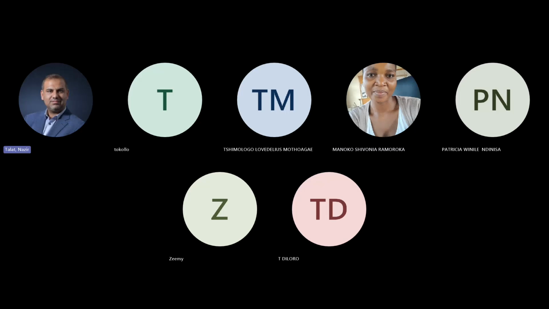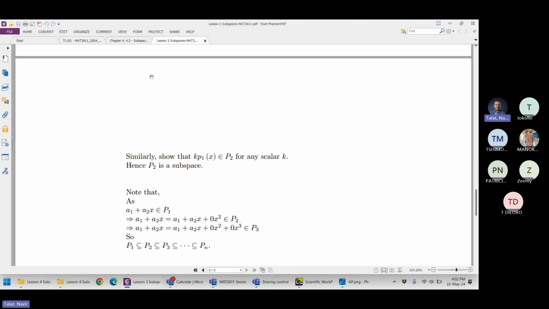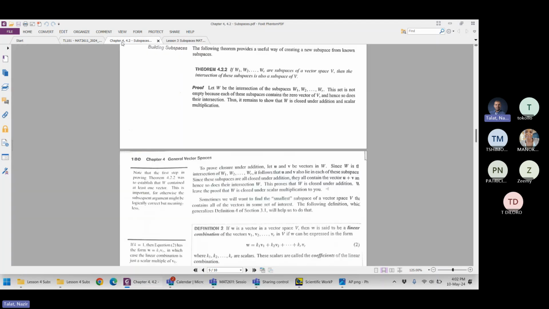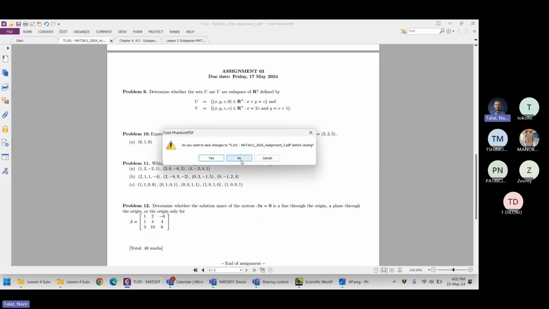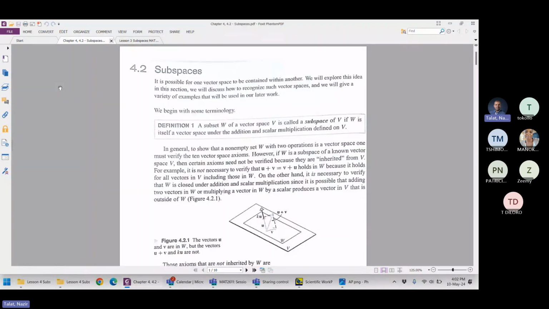So, dear students, in today's lesson of MAT2611, we will discuss the subspaces of a vector space. As in the last session, we saw vector spaces and related things, but in today's session, we will see what the subspaces are, and which of the following sets are not subspaces. Actually, a vector space is a special class of set.